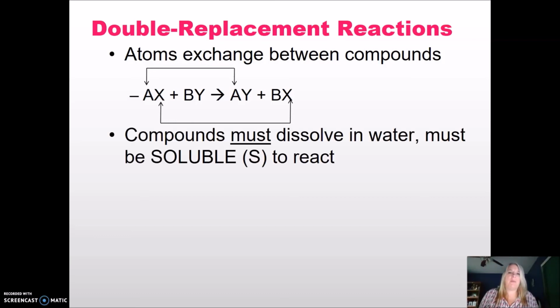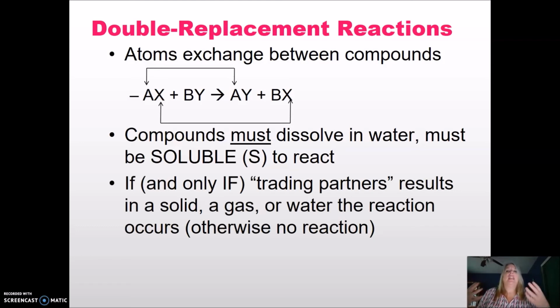Now, for this reaction to happen, both of the compounds in the reactants have to be soluble. We're going to talk more about figuring out if something is soluble in class, but in order for this reaction to happen, everybody has to dissolve in water. They have to be aqueous. Now, the trading of partners only happens if something becomes a solid, a gas, or a product is water. So write that down. This trading only happens if one of the products, or both, become solids, they're gases, or water is produced. Otherwise, no reaction happens. We're going to, again, learn more about that in class.